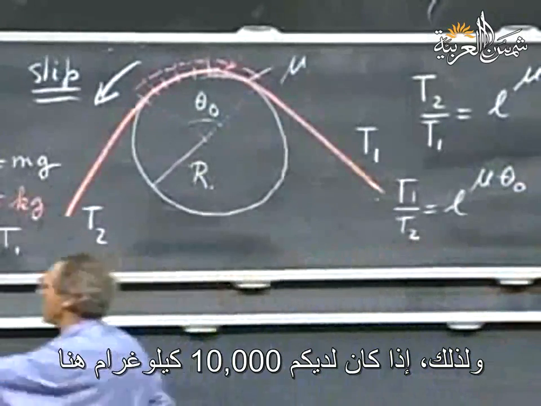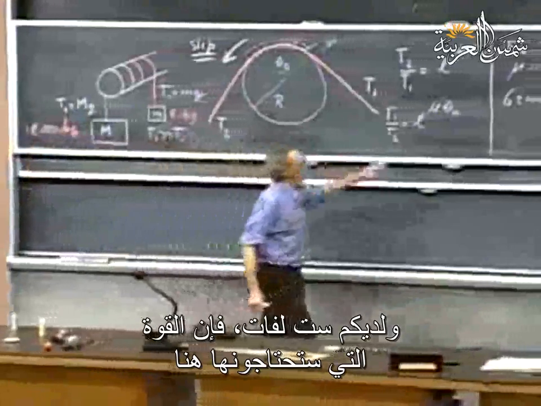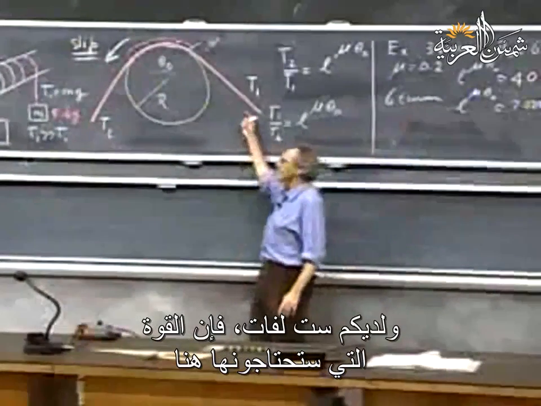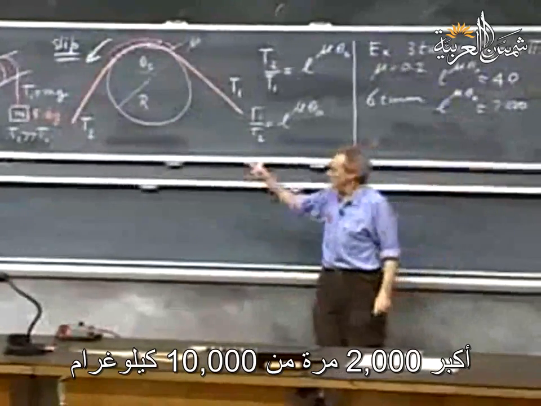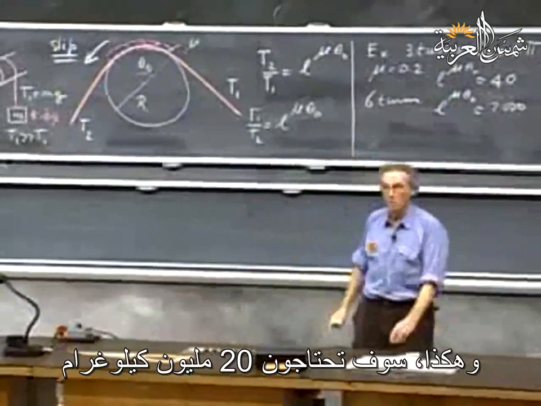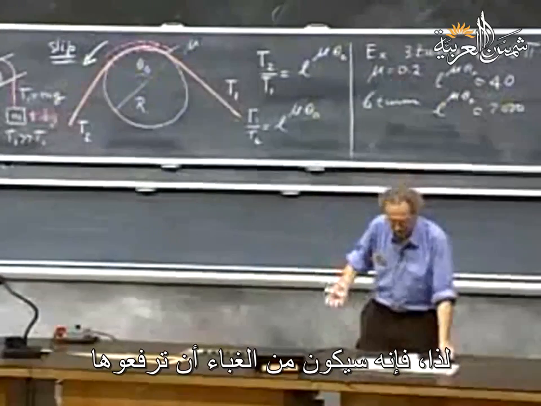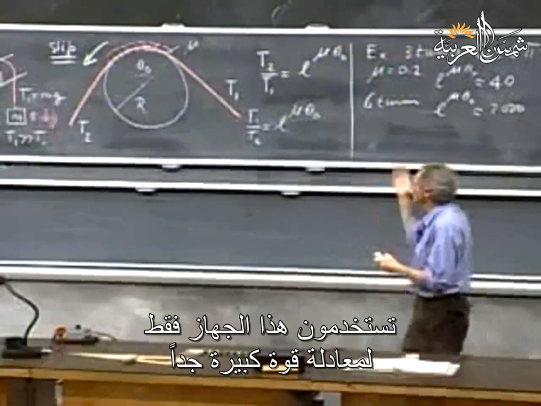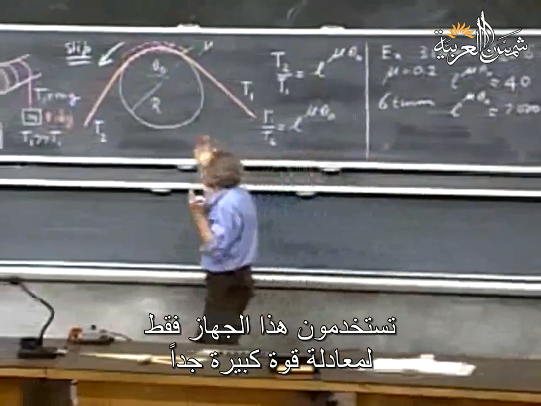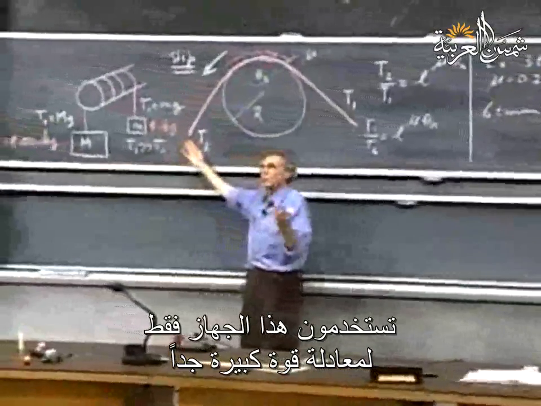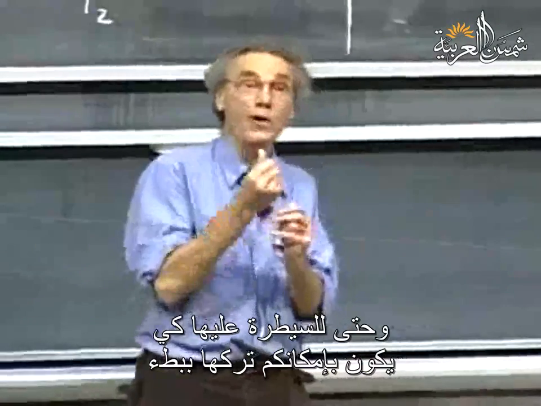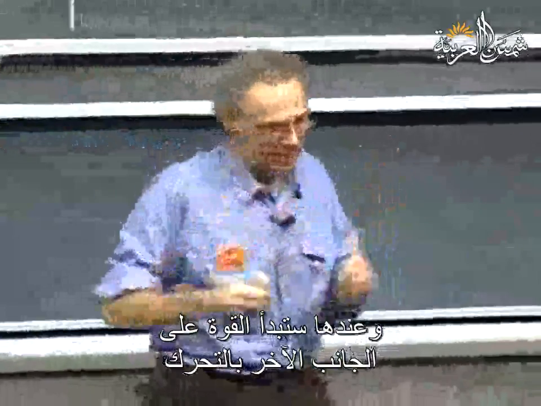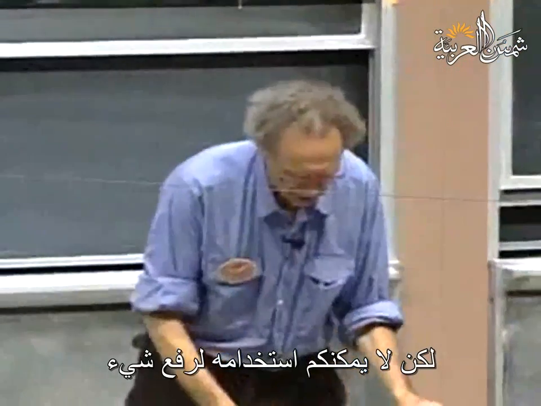And so now if you have 10,000 kilograms here, and if you had 6 turns, then the force that you need here is 2,000 times larger than 10,000 kilograms. And so you would need 20 million kilograms. So it would be the dumbest thing to do to lift it. You don't want to lift it. You use this device only to balance a very strong force. That's the way it's used by sailors, and even to control it, because you can slowly release it, and then the force on the other side will start to move. But you cannot use it to lift something.